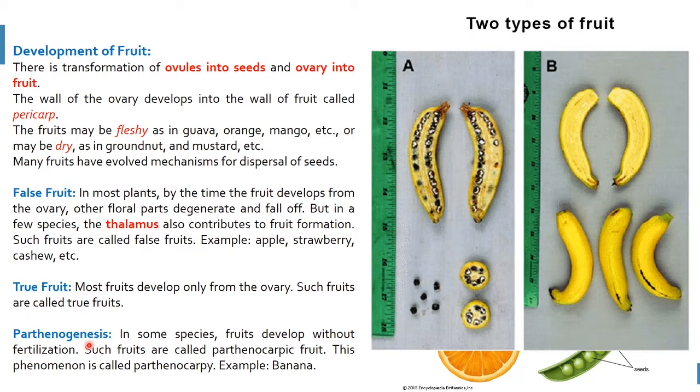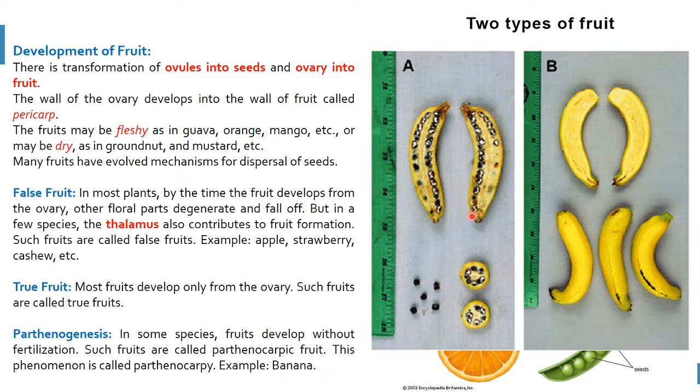Then we have parthenocarpy. It is the process by which fruits are developed without fertilization. Such fruits are known as parthenocarpic fruits, and the phenomenon by which the fruits are developed is known as parthenocarpy. An example is banana. If they are fertilized, they form seeds. If they are parthenocarpic fruits, then no seeds are formed. Here, this is a true fruit developed by fertilization, and this is a fruit developed without fertilization. Therefore no seeds are present in the parthenocarpic fruit.